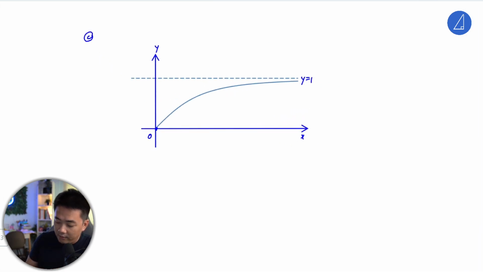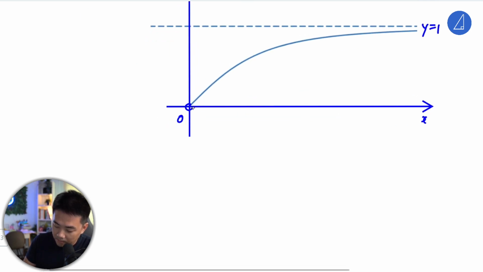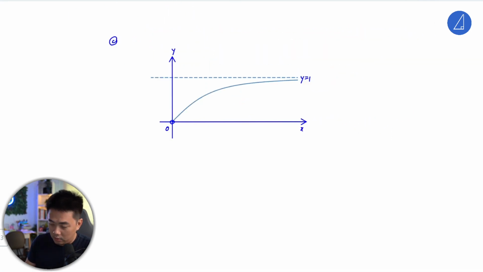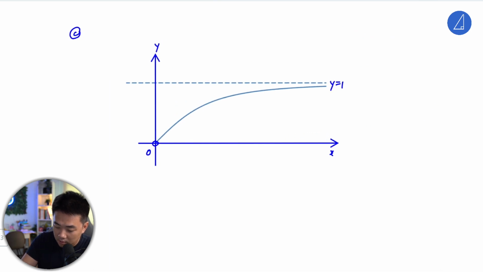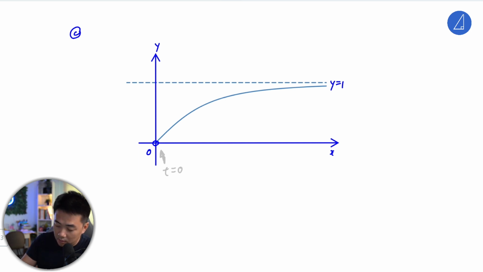Now once you get this graph, we're not inclusive of this point because it's non-inclusive. So usually I'll label this as t equals to 0, not inclusive of 0. So there you go. This is 0, 0.